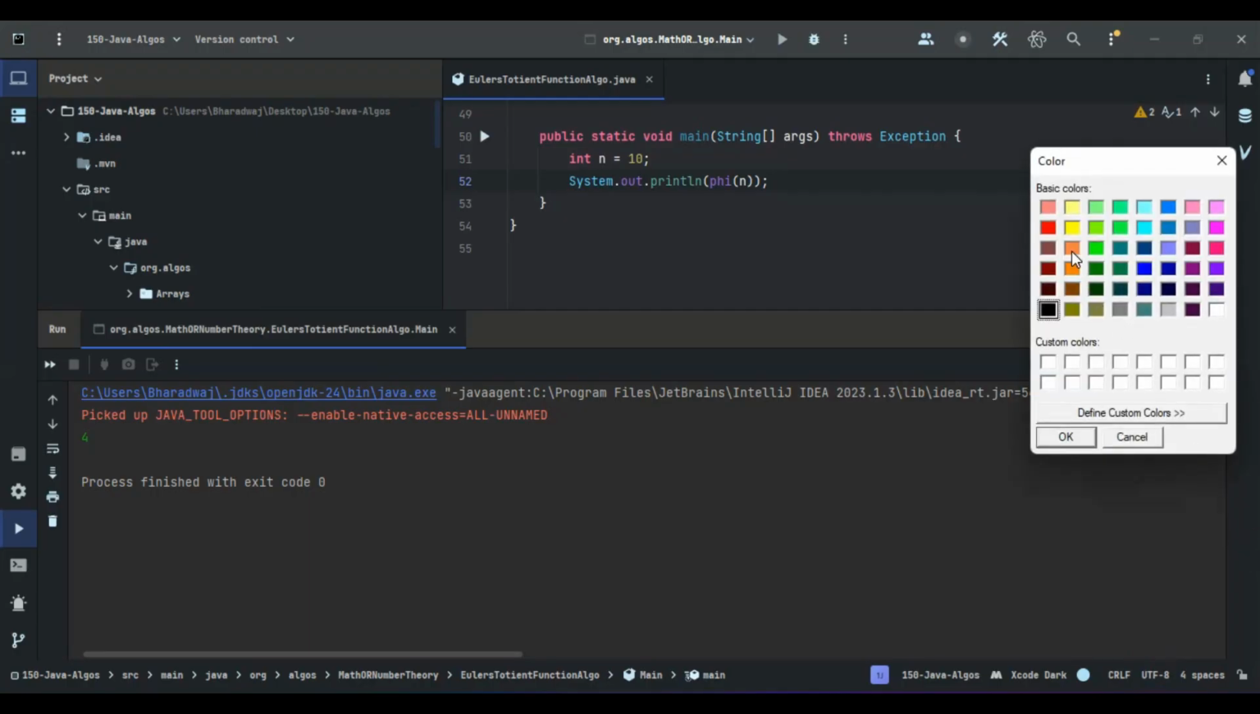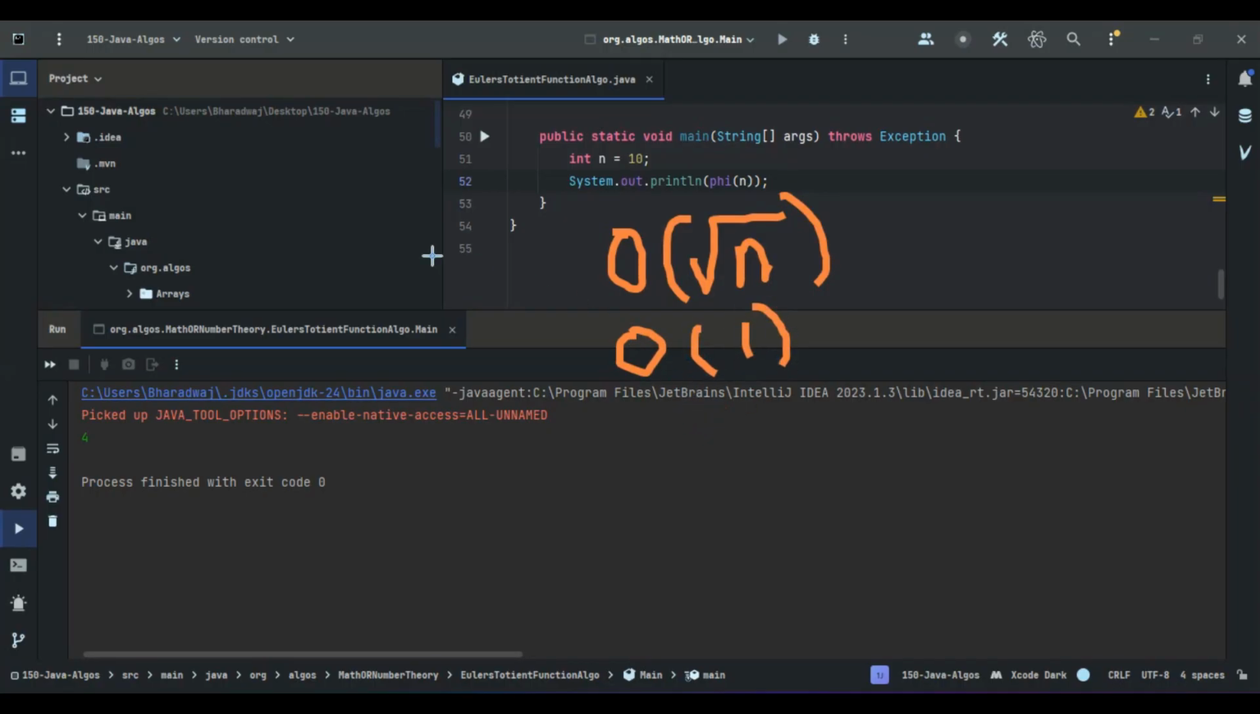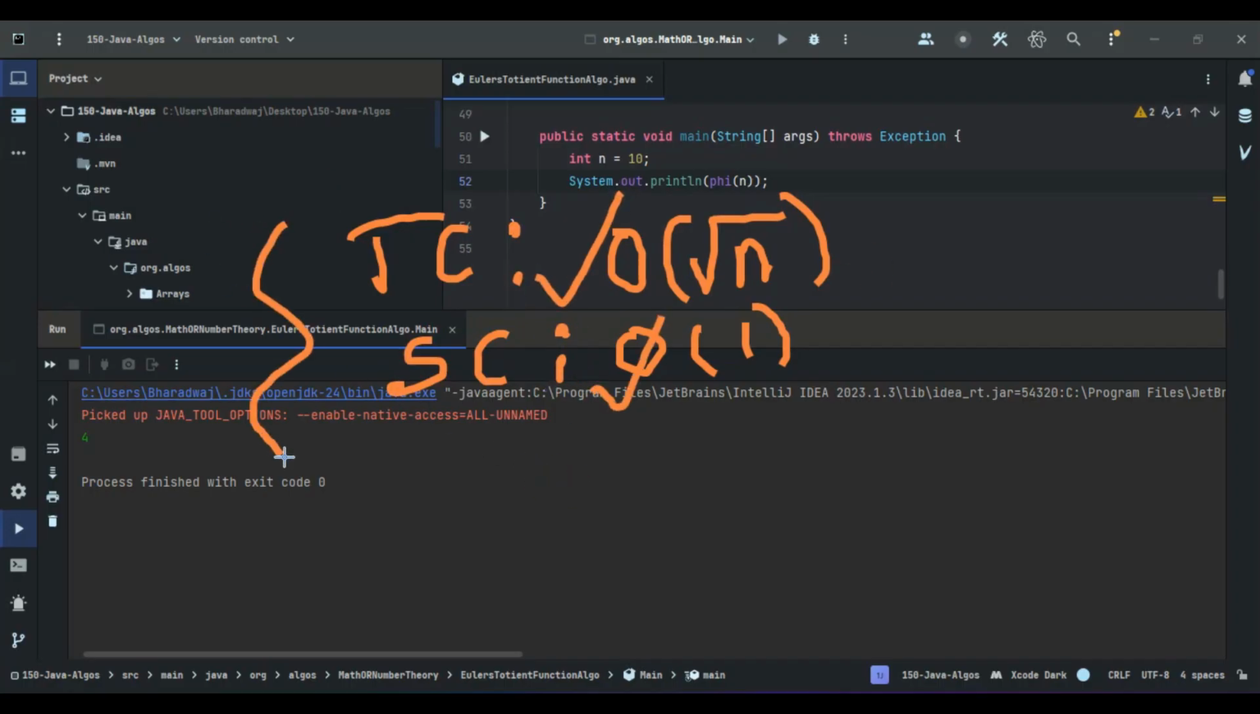Let's discuss the time complexity and the space complexity for the code that we have written. What would be the time complexity here? The time complexity would lead to big O of square root of n. And the space complexity would lead to big O of 1, as we are not making use of any extra variables. Just remember this: the time complexity and the space complexity would lead to big O of square root of n and big O of 1 respectively.